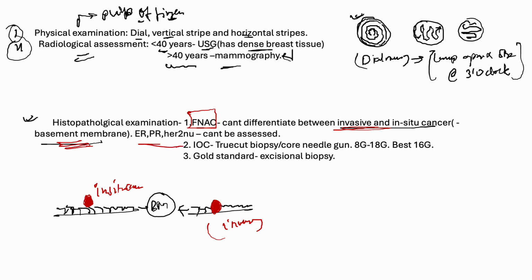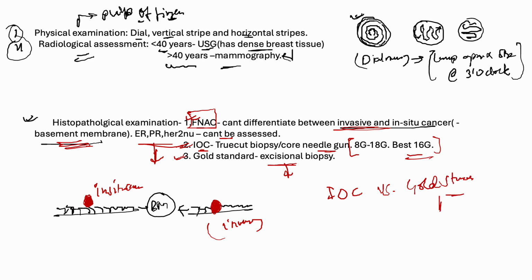Also, ER, PR and HER2 status. This is important for the treatment plan of any breast cancer, right? It can't be assessed through an FNAC. So, the investigation of choice is true cut biopsy or a core needle gun biopsy, which is usually done with an 8 to 18 gauge needle, best with a 16 gauge needle. The gold standard is always the excisional biopsy. Now, what is the difference between investigation of choice versus gold standard? A gold standard will always yield a positive result if the underlying pathology is there. However, this is not always feasible.